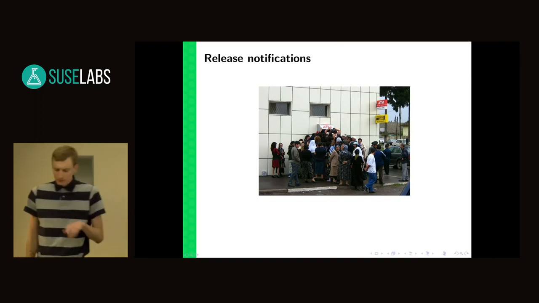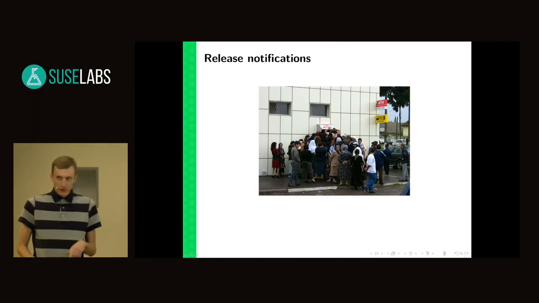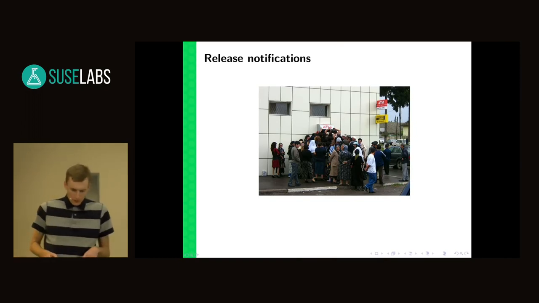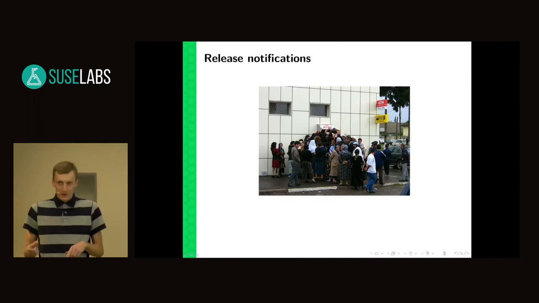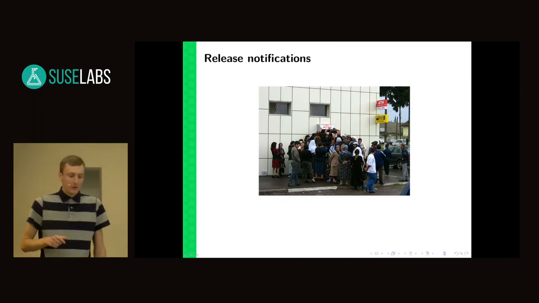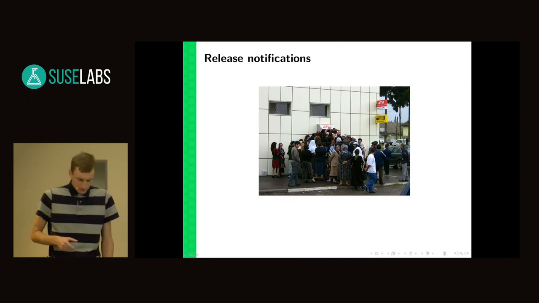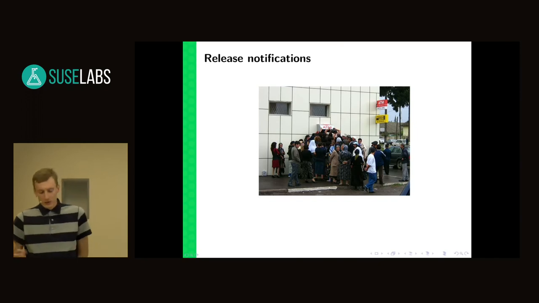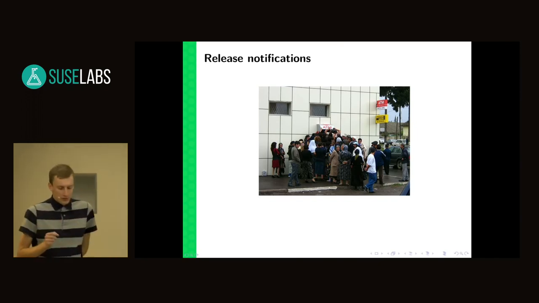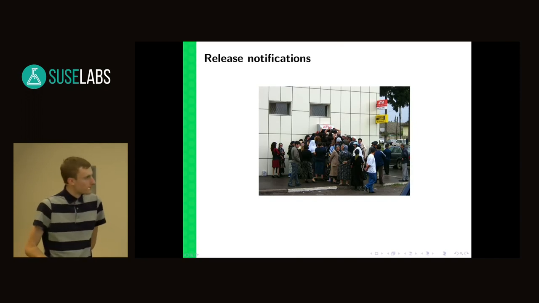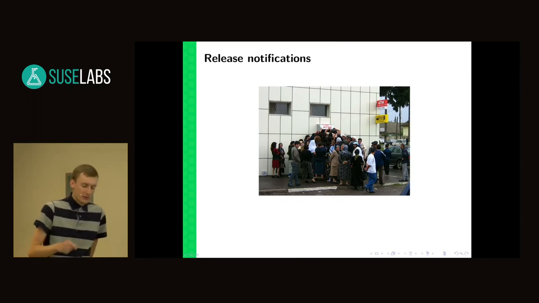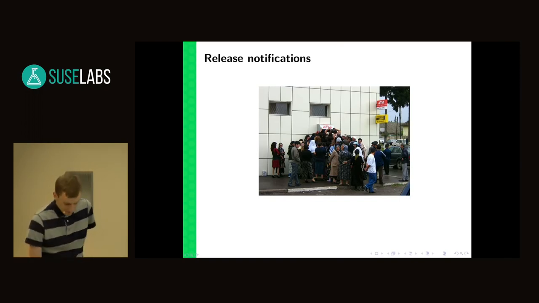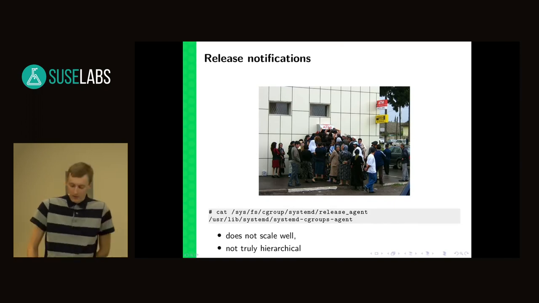For example, if we have multiple cron jobs scheduled at the same time, and they take approximately the same amount of time, and each cron job runs in a separate cgroup, then they start all at once, and also they end all at once. So there is a storm of these notifications, and the notifications, for some other reasons, can be lost. One of the reasons is also that we are starting a new process for each event. So yeah, it does not scale well.